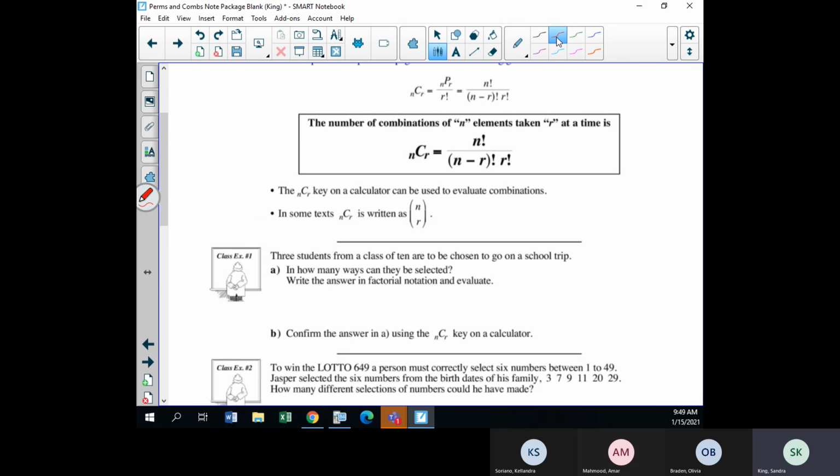Oh, before we actually start this, star this. This is your formula for combination.